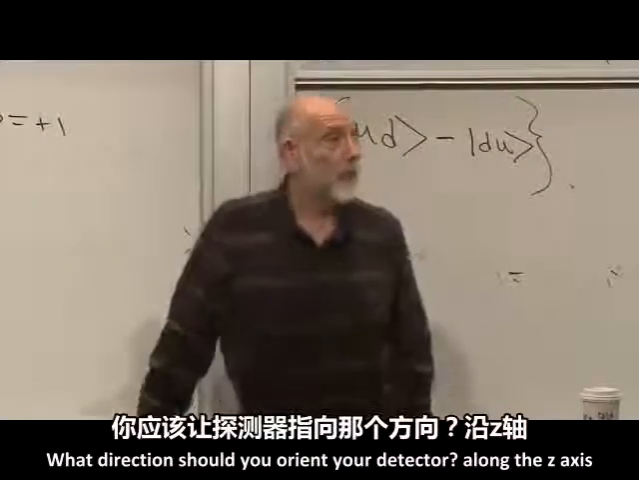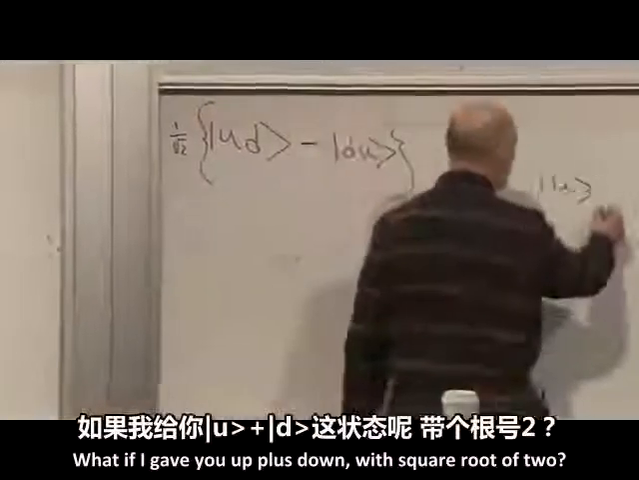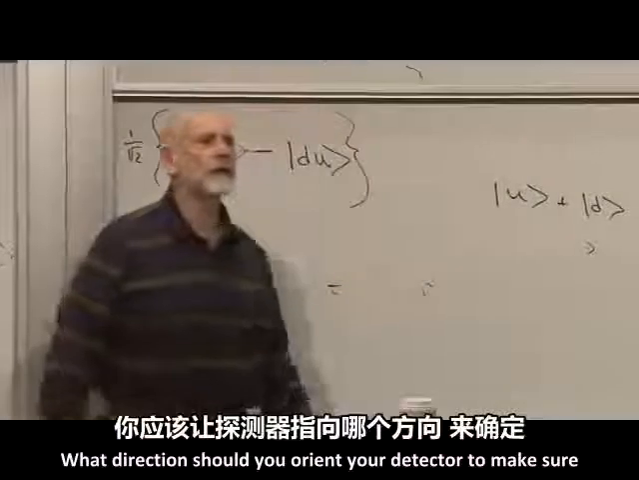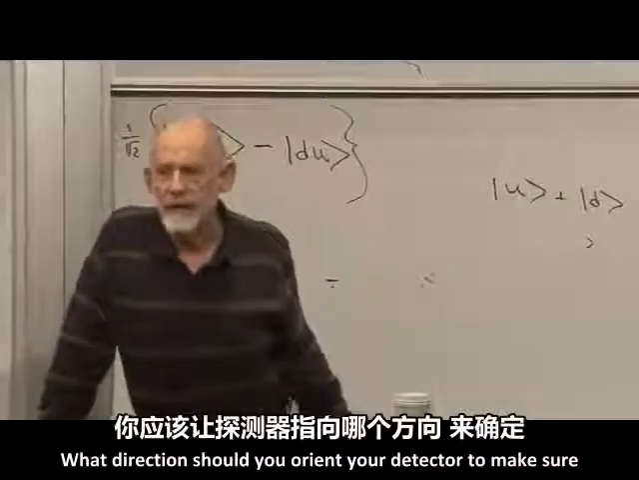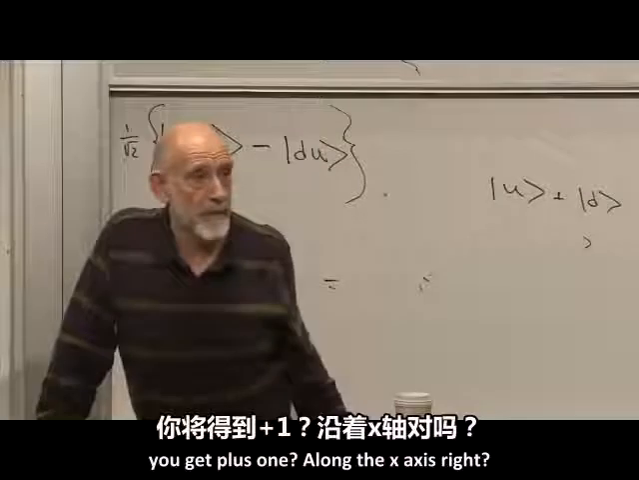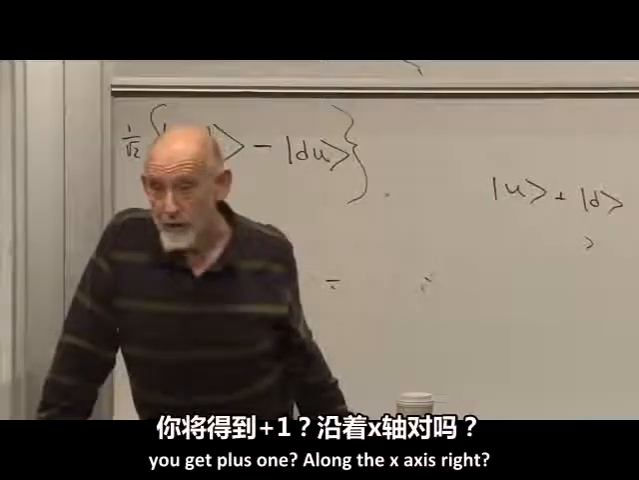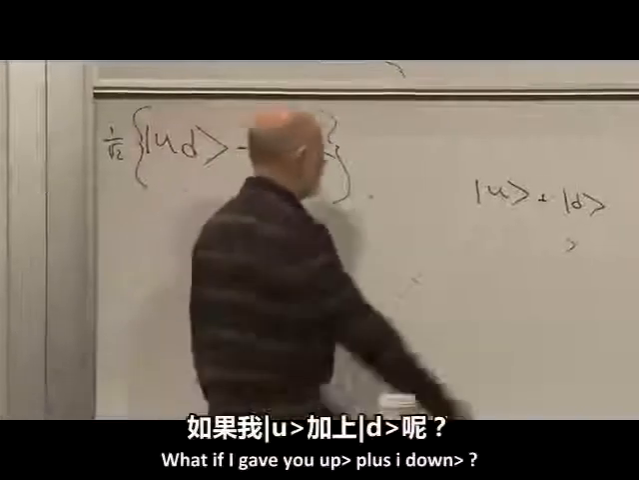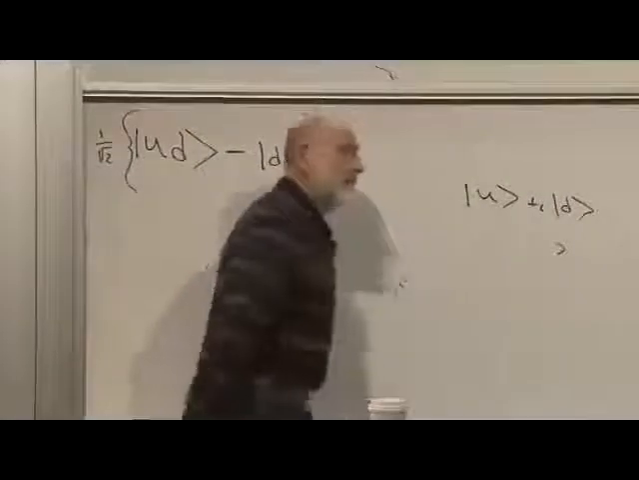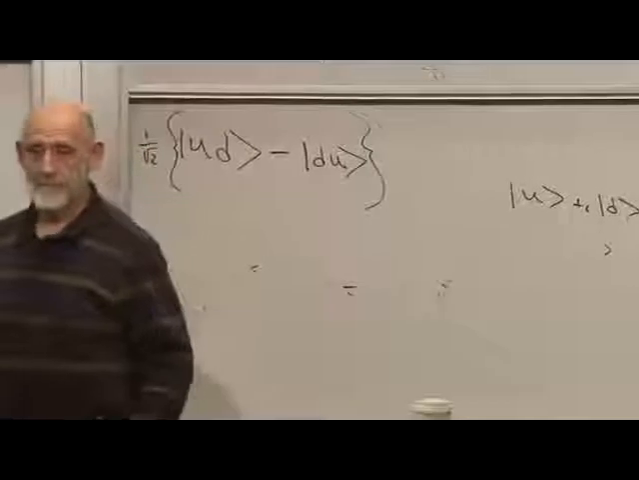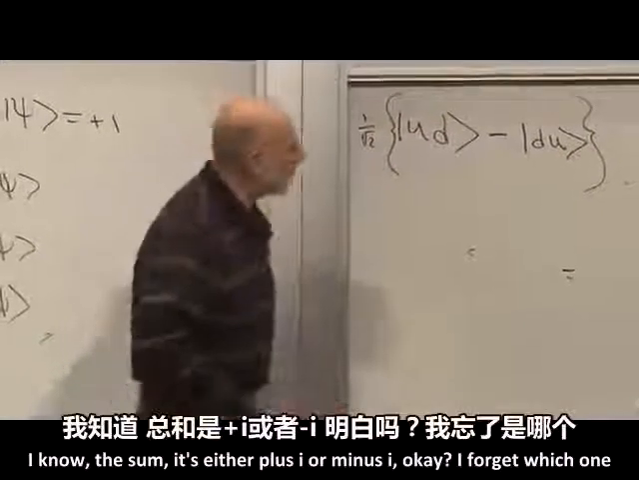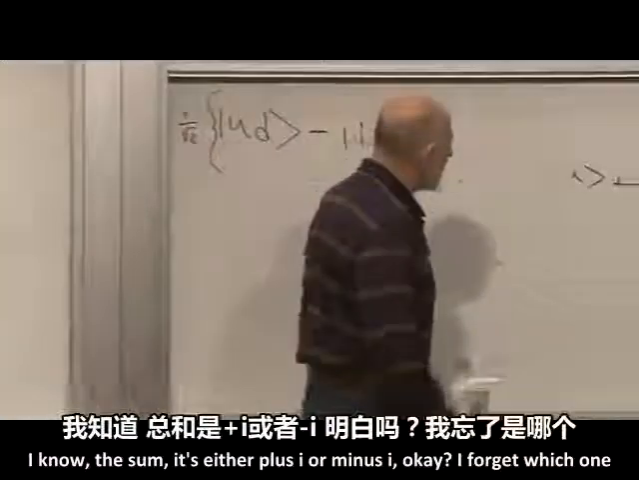Along the z-axis. What if I gave you up plus down over square root of 2? What direction should you orient your detector to make sure that you get +1? Along the x-axis, right? What if I gave you up plus i down? I don't know, either plus y or minus y. I forget which one.